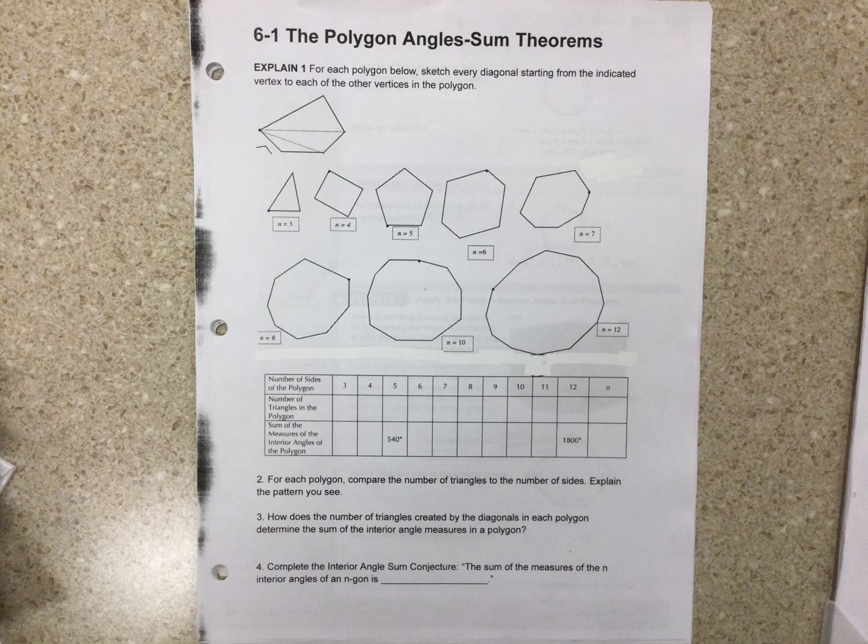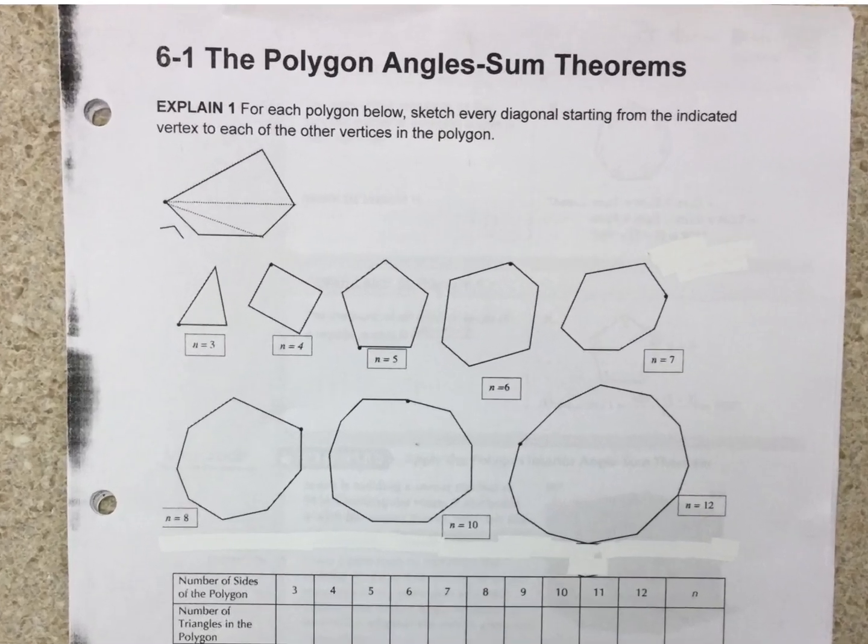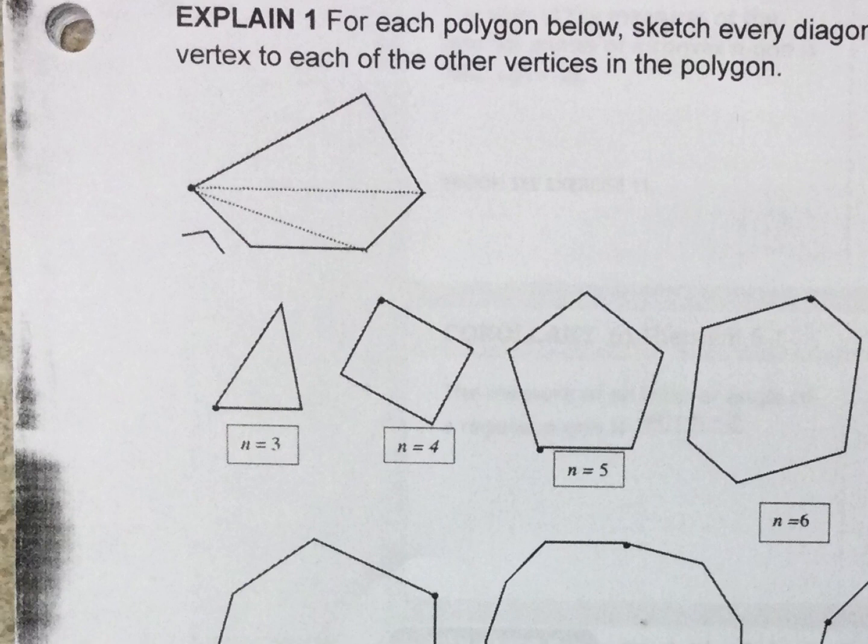So this section is the polygon angle sum theorem. The first thing I want you to do is draw a line from the corner that's marked with a point to every vertex.